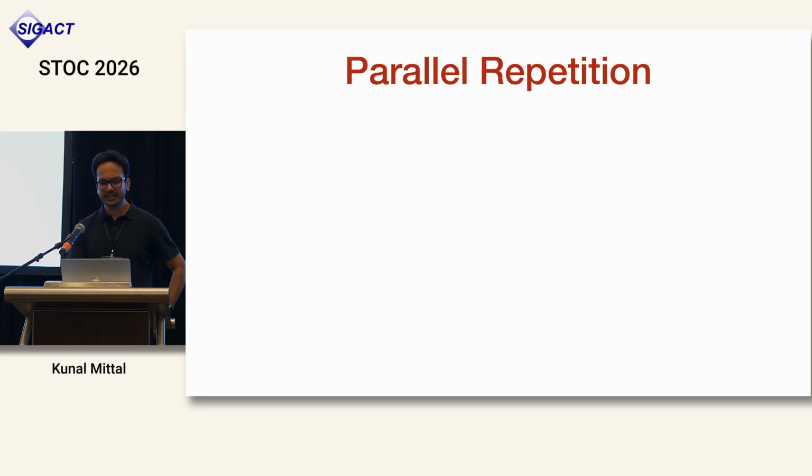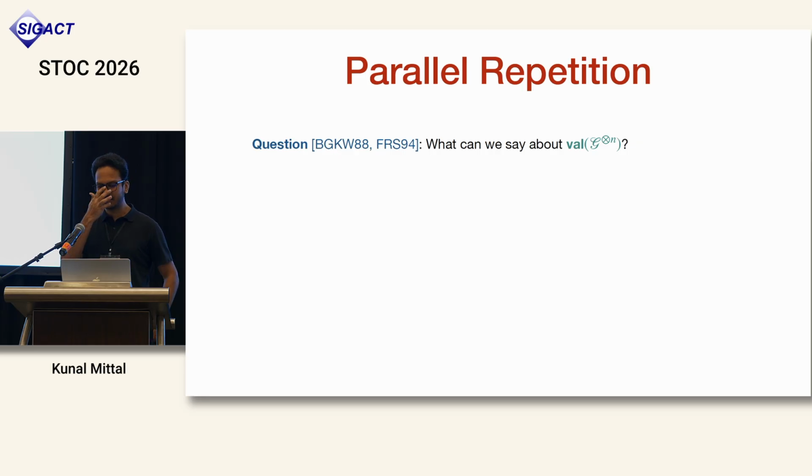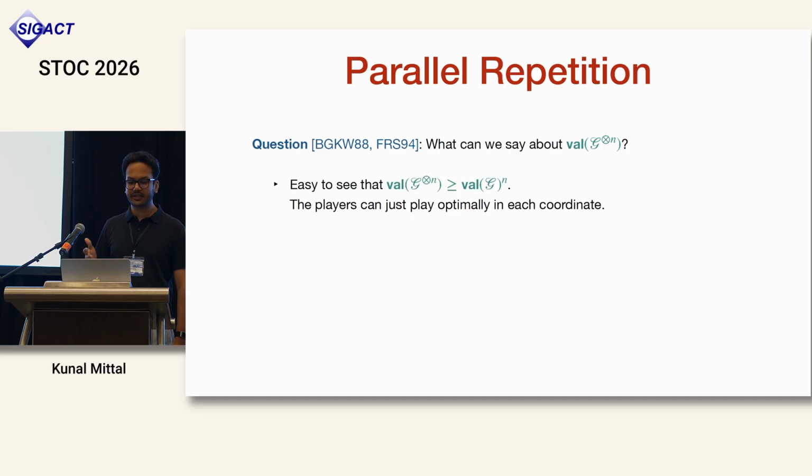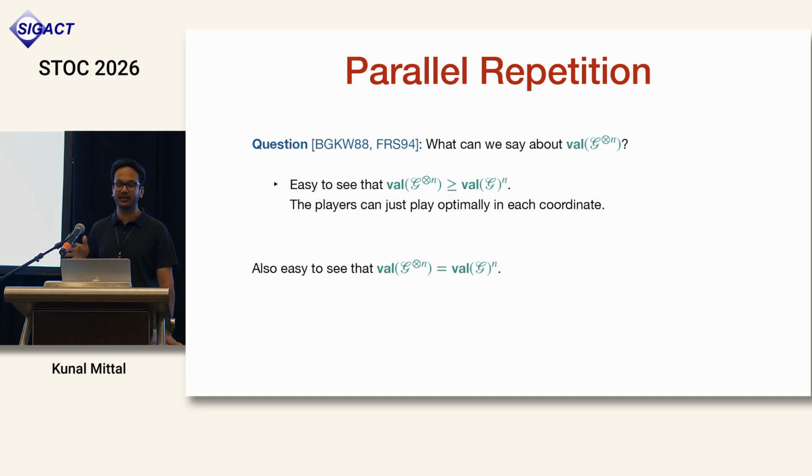Okay, so it is natural to ask, what can we say about the value of G to the n if we know something about the value of G? It is easy to see that the value of G to the n is at least the value of G to the power n. The players can just use the independent strategy that attains val(G) in each of the n coordinates, and they get value val(G) to the n. Also it is easy to see that the value of G to the n is equal to value of G to the power n. This is just because the inputs to the players were sampled independently.